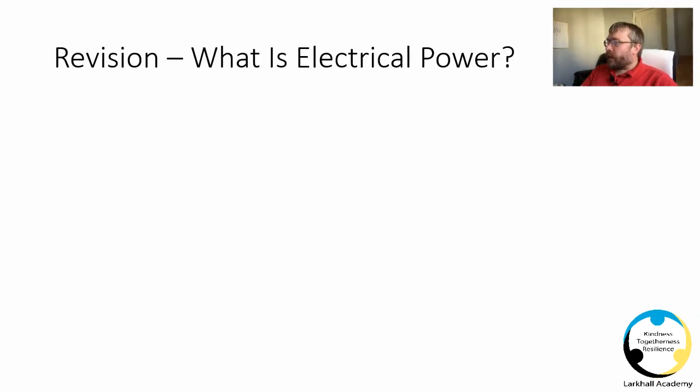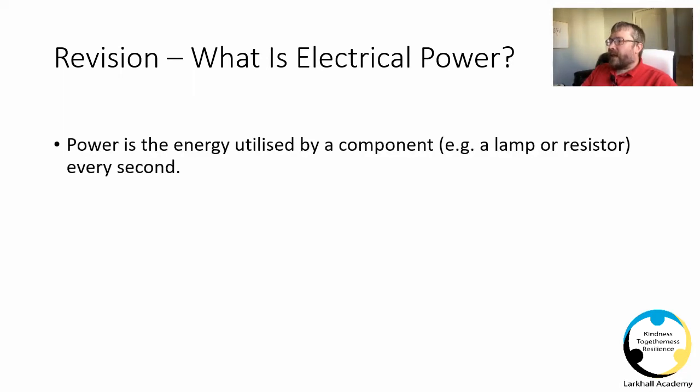Right, let's start with a little bit of revision. What is electrical power? Let's have a little think about that. What is electrical power? Well, hopefully we've all managed to get there. Electrical power is the energy utilised by a component, so for example a lamp or a resistor, every second. It's the amount of energy that lamp perhaps is using to light up every single second.